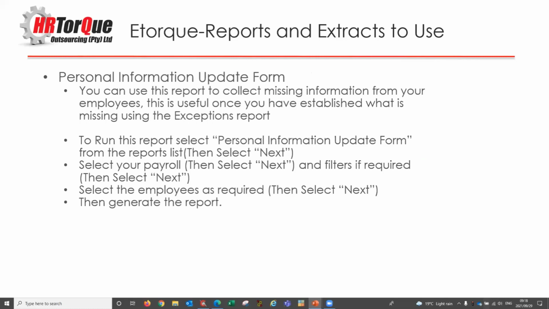Again, to run it, I don't really want to bore everybody with exactly how we go to each different screen, but basically you're going to go to your report screen. You're going to select this personal information update form from the list of reports. You're going to skip through the fields until you get to the employees list. And then you're going to select the required people. If you want everybody, then obviously you're going to select everybody.